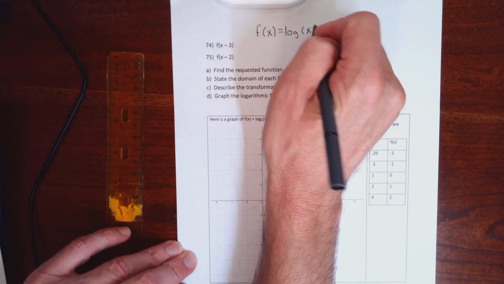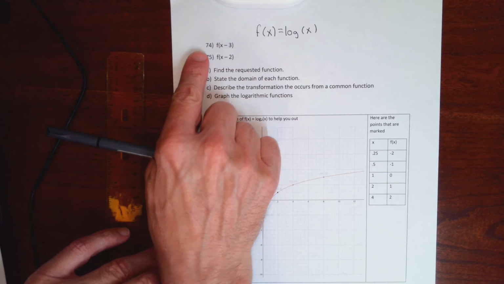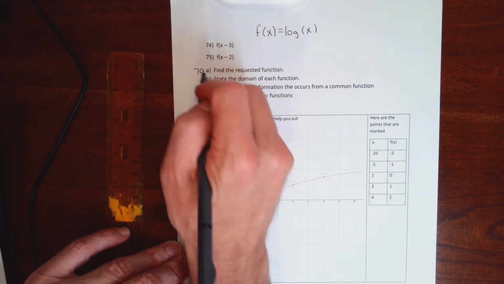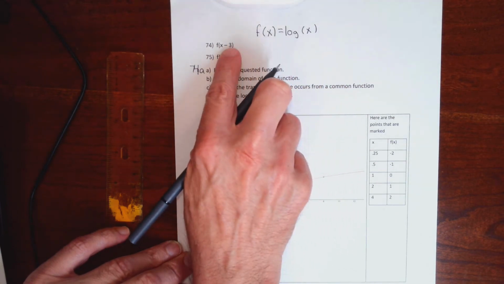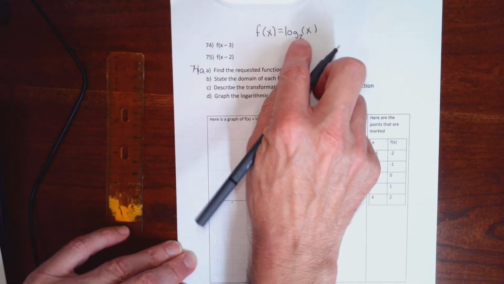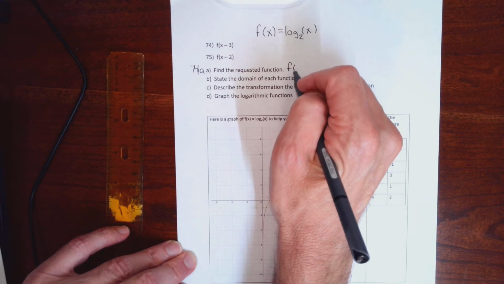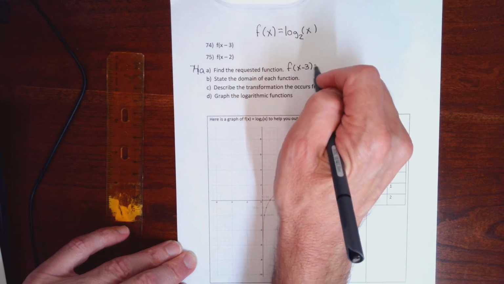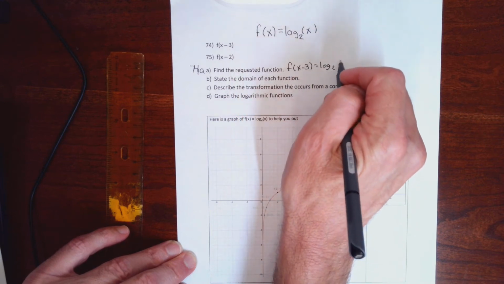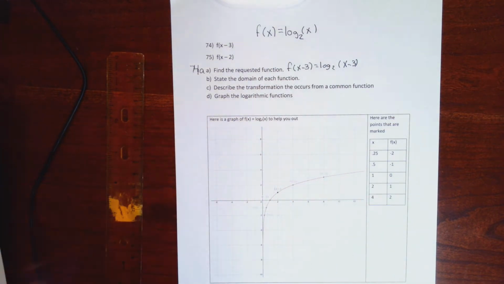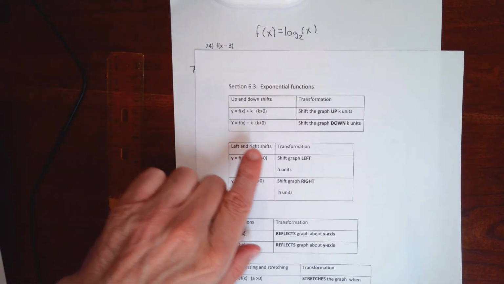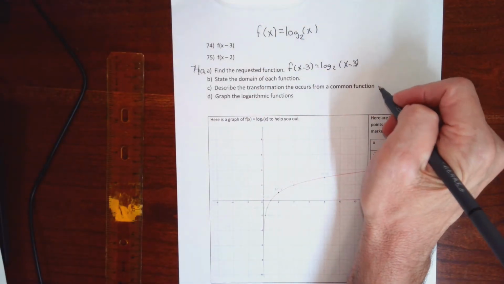So 75 gives me the same seed function as does 74. For 74 part A, to find the requested function, I'm just going to put the x minus 3 in the parentheses. And I'm going to get f of x minus 3 equals the log base 2 of x minus 3. Minuses in parentheses shift the graph right, so I'm going to say the graph is shifted to the right for part C.